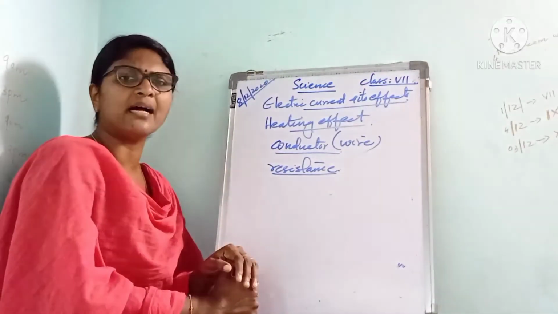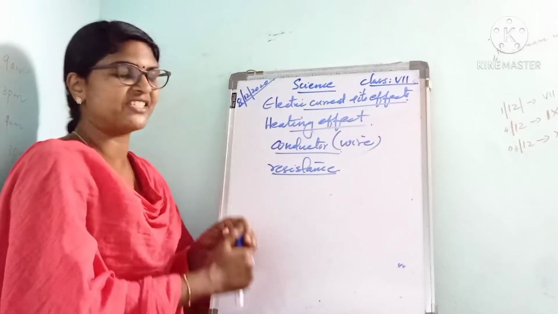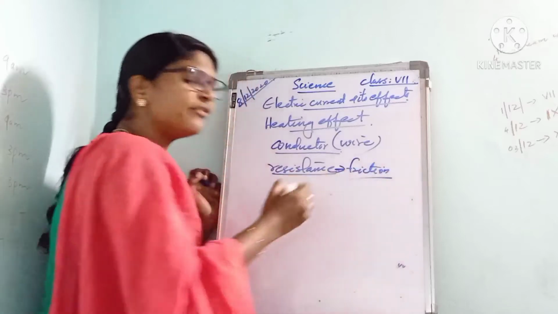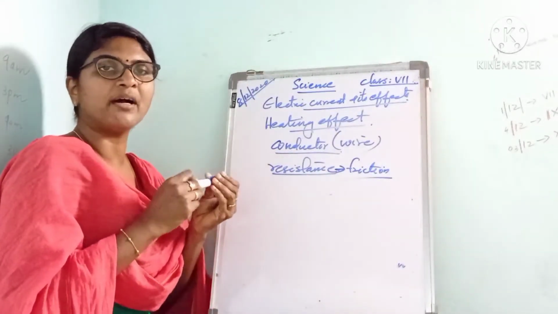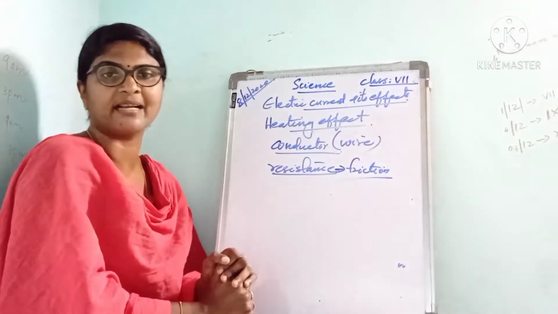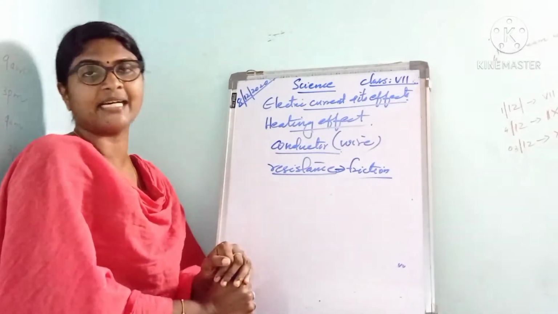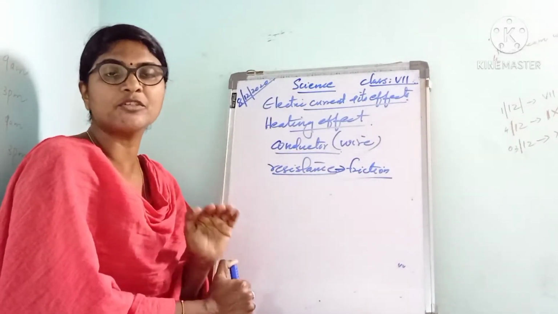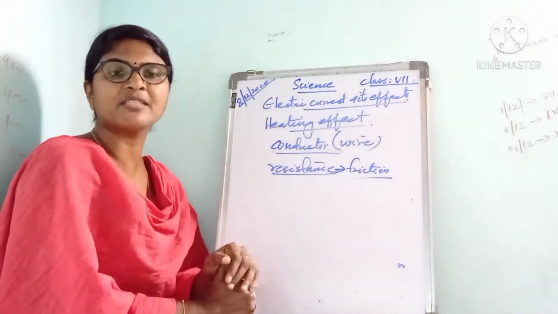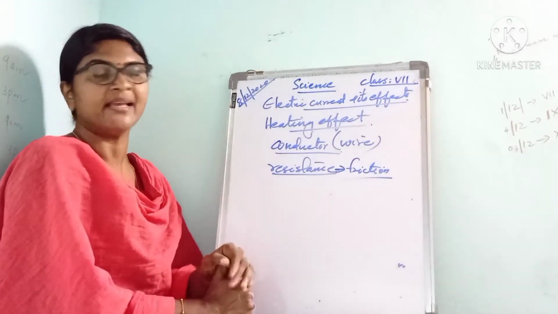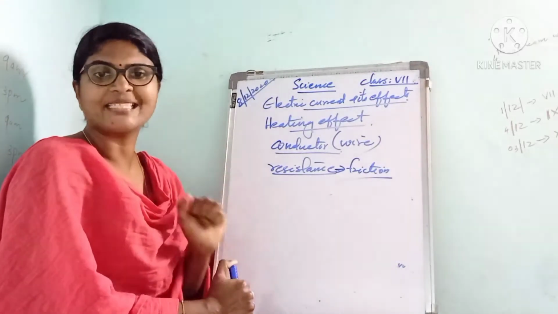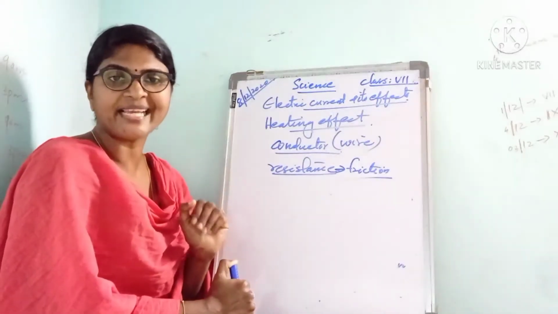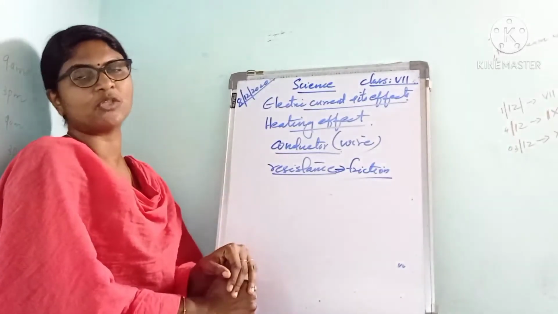Then we can compare this resistance with the force of friction. If you rub your palms against each other, what will happen? Your palms get heated. It becomes warm. This is due to friction between the surfaces of your palms. Similarly, due to resistance the wire heats up when electric current passes through it.